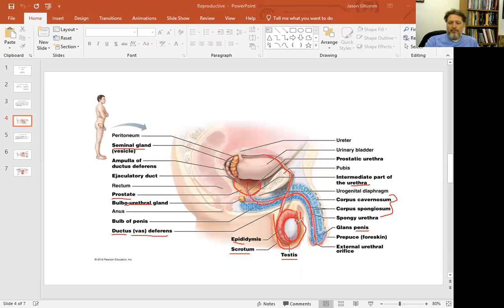Again, testes are where sperm is produced. Then they are stored in the epididymis until ejaculation, and ejaculation will occur through the urethra, going through a few glands, and then out the urethra. In the males, the urethra is used to empty the bladder, and that would come from this tube here, and it's also used for ejaculation. So they have a single tube that's got multiple uses.